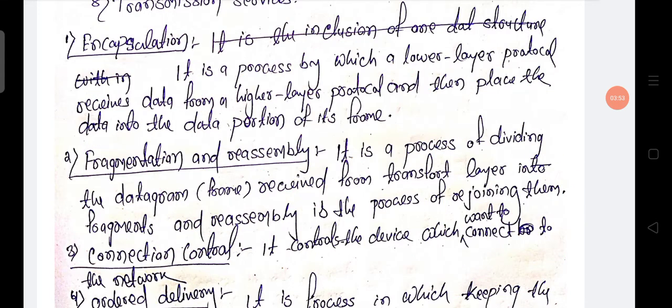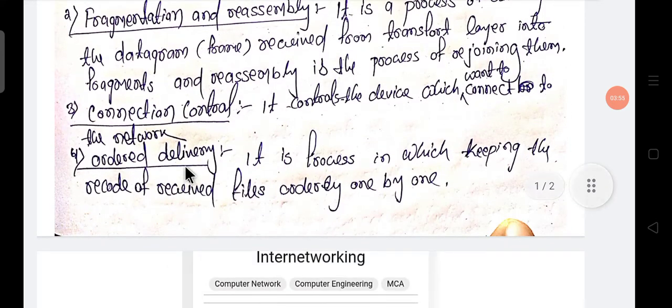Okay, now connection control. Connection control means to control which device should connect to the network and which device should not connect to the network. This is the function of connection control.